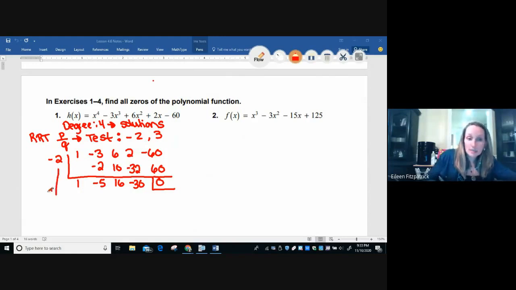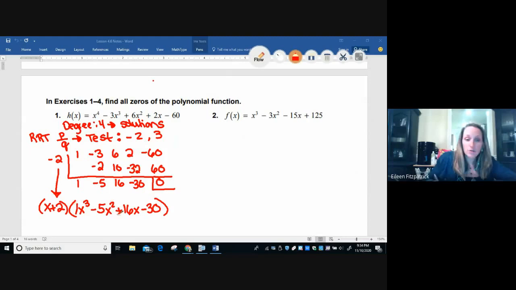And if -2 is a solution, then the binomial factor is x plus 2, because if I set that equal to 0, it gives me an x value of -2. And then from synthetic division, because I just divided this polynomial by x plus 2, the quotient is what's left: 1x cubed, and I know it's cubed because it's 1 degree less, 1x cubed minus 5x squared plus 16x minus 30.